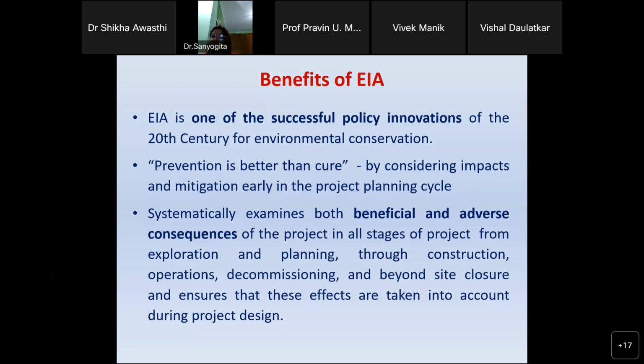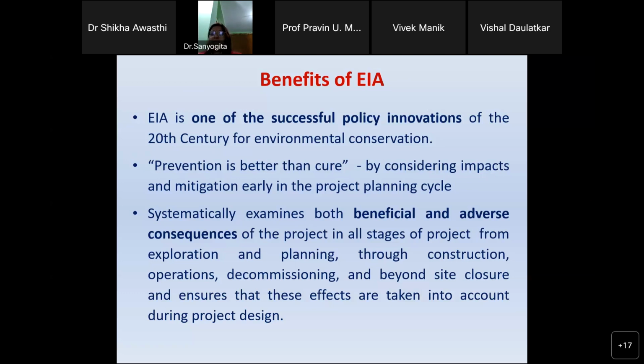It also gives a systematic examination of both beneficial as well as the adverse consequences of the projects at every stage, right from the exploration, planning, to the construction, operations, decommissioning, beyond the site closure, as well as ensuring these effects are taken into account during the project design.